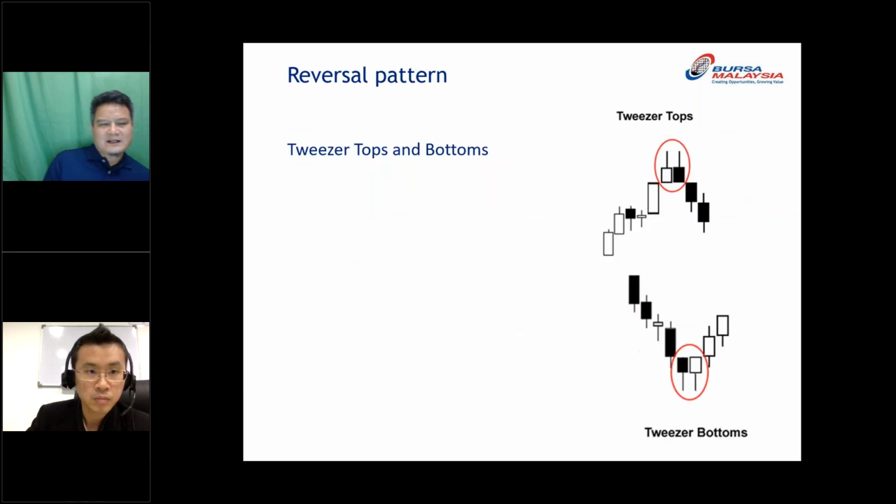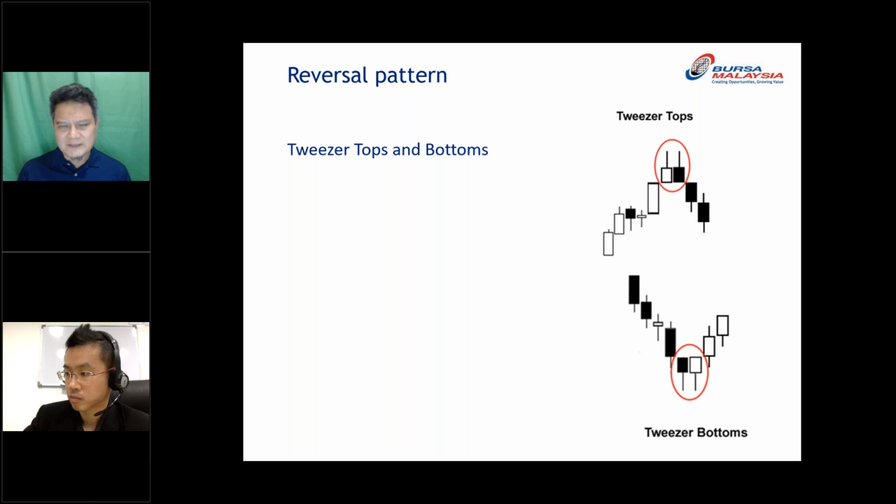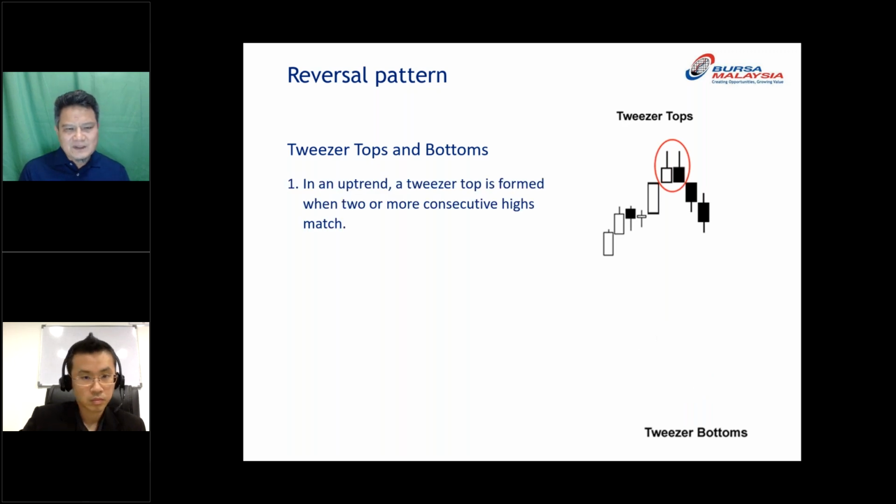All right. Okay. The next one that is also very common is a tweezer top and bottom, or in the line chart we call it double top. See, double top or double bottom. And this is quite common also. Always you can see a lot of examples in Bursa Malaysia here. Okay, a tweezer top usually must happen at the top. See, if it happens in the middle, it is not a good signal.